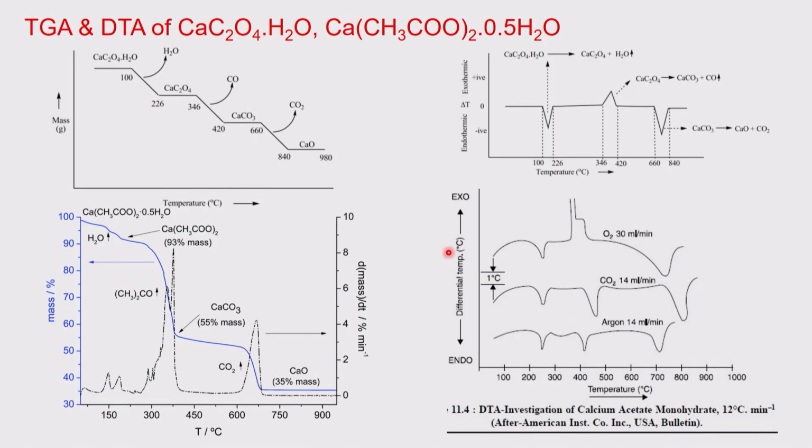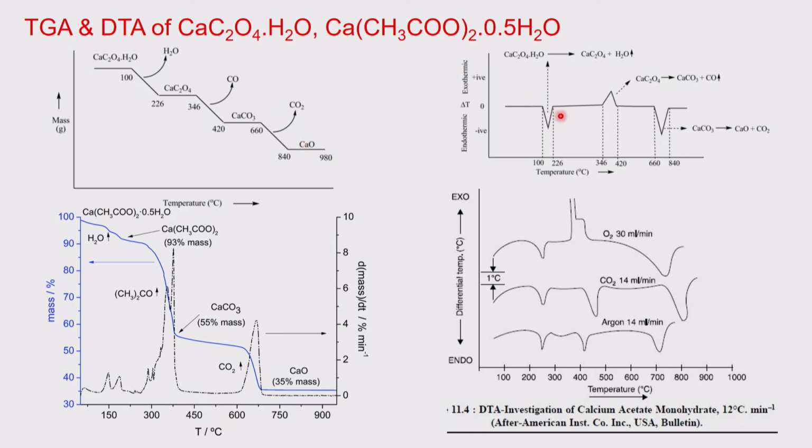Yes, so we will look at the TGA and DTA combination of these. We have already seen the TGA of calcium oxalate, calcium acetate, etc. For calcium oxalate, the first one is water loss, the second one is CO, because oxalate breaks down and gives carbonate, and the carbonate breaks down to give oxide. So this we have already seen.